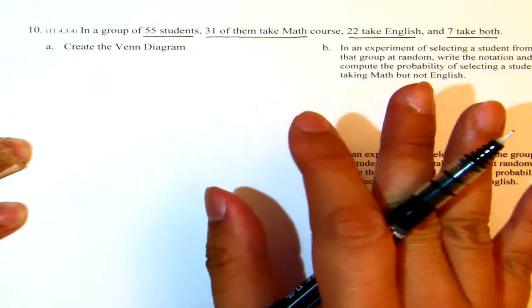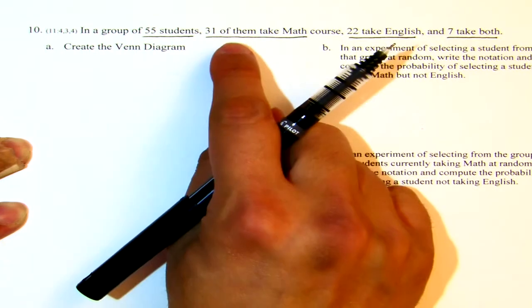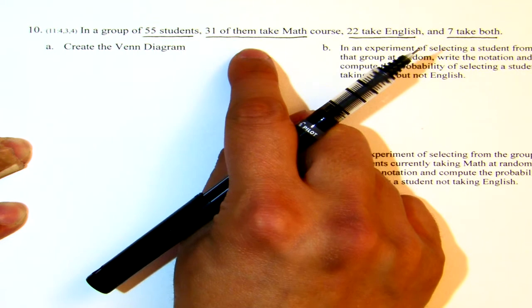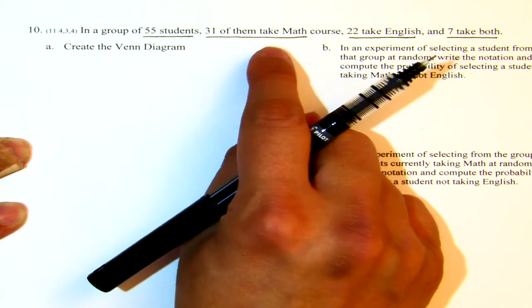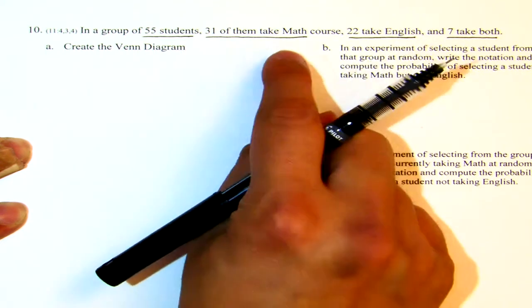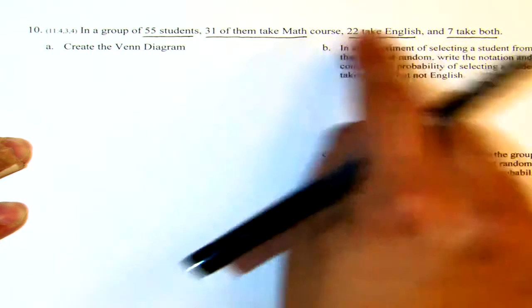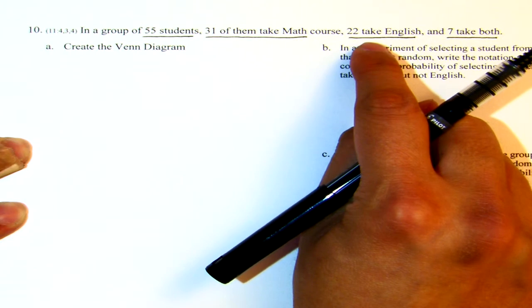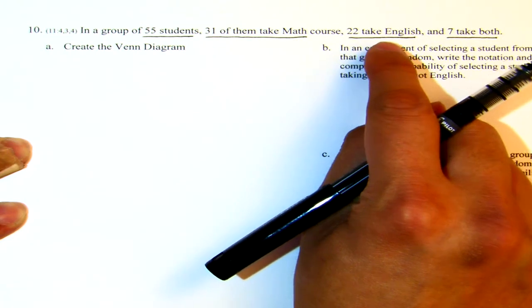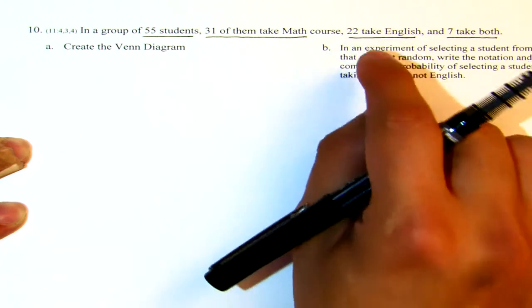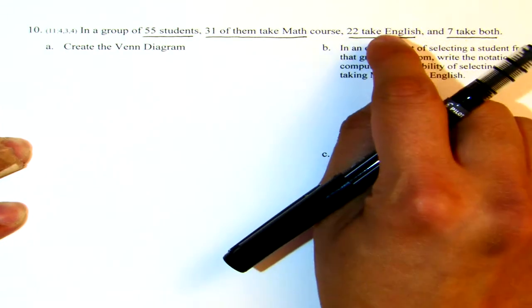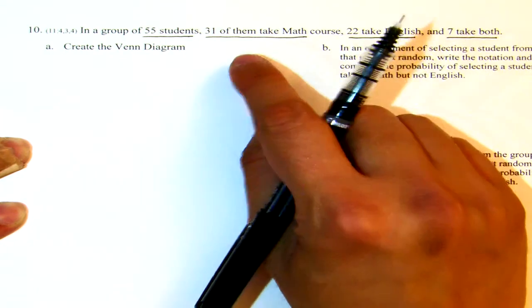Now, I hope we understand that when they say 31 of them take math, it does not mean 31 take math only. No, that's not what it is saying. 31 of them take math. Some of them may also take English. Likewise, when we say 22 take English, it doesn't mean only 22 of them take English only. That's not what it is saying. It says 22 take English. Some of these 22 may take math also.